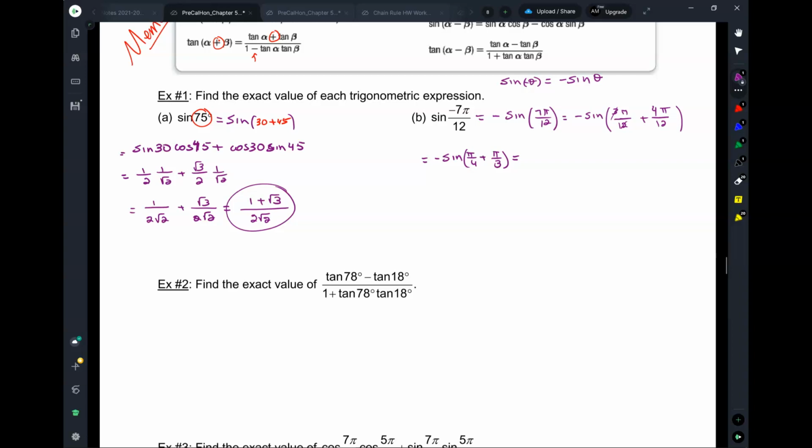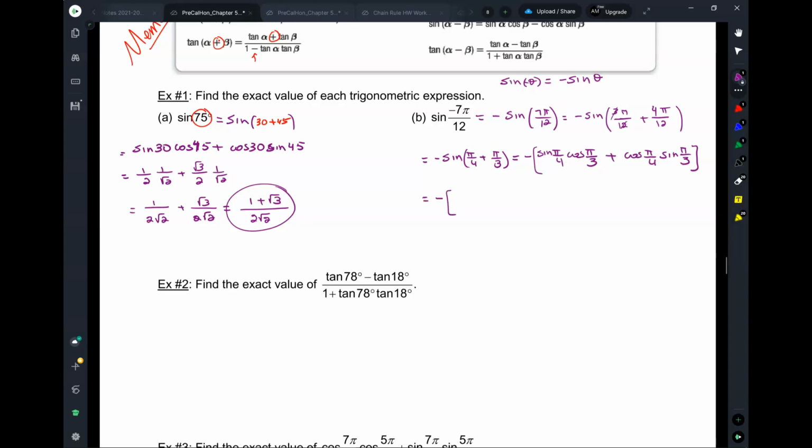Okay, negative stays outside. So now it's sine, sine again. So sine, cosine, cosine, sine, right? So sine, cosine, plus cosine, sine. It's like a puzzle. Negative.